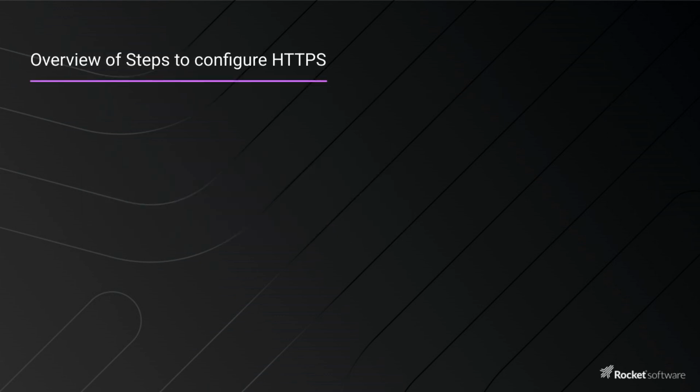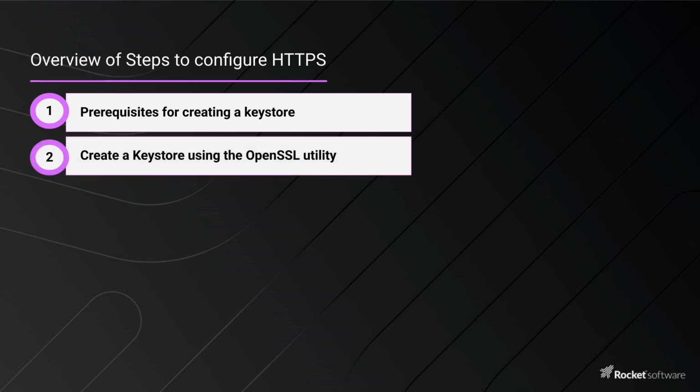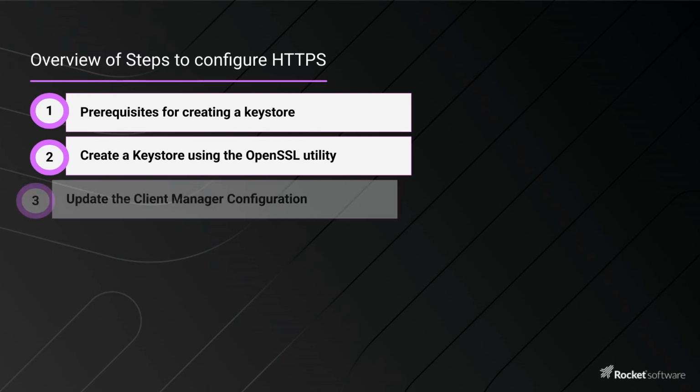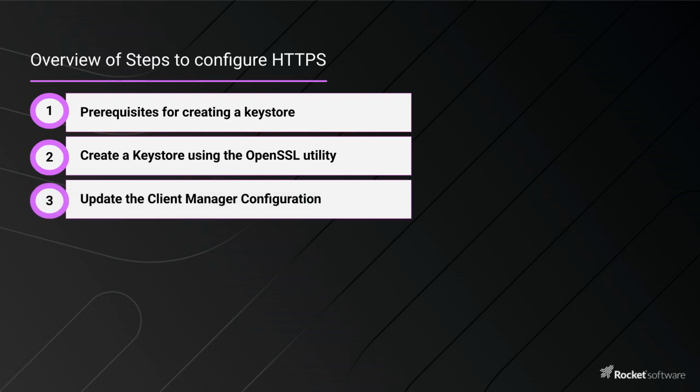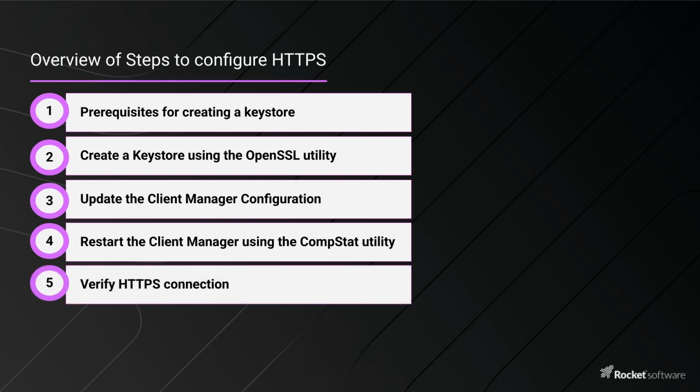Here is an overview of the steps we will be performing in this video to configure HTTPS. The first step is to check for the requirements to configure HTTPS. The second step is to create a key store using the OpenSSL utility. The third step is to update the Client Manager configuration. The fourth step is to restart the Client Manager using the CompStat utility. And the last step is to verify if the Client Manager can successfully connect using HTTPS.